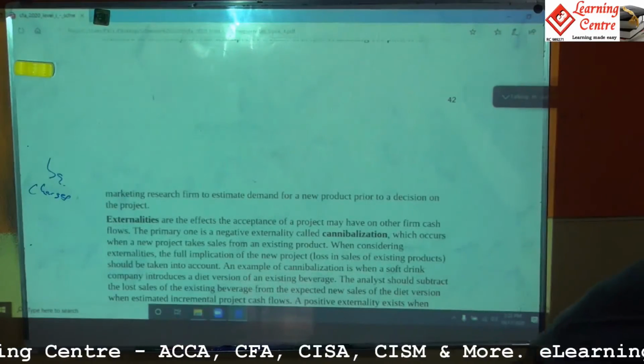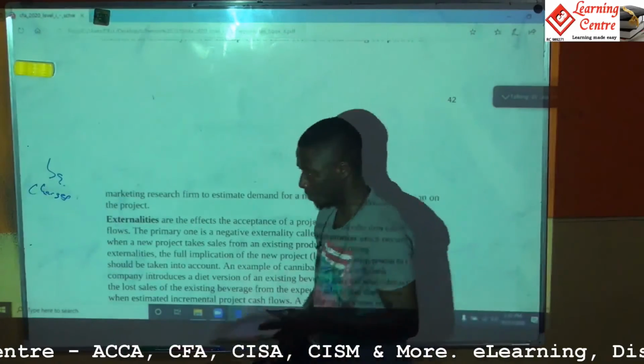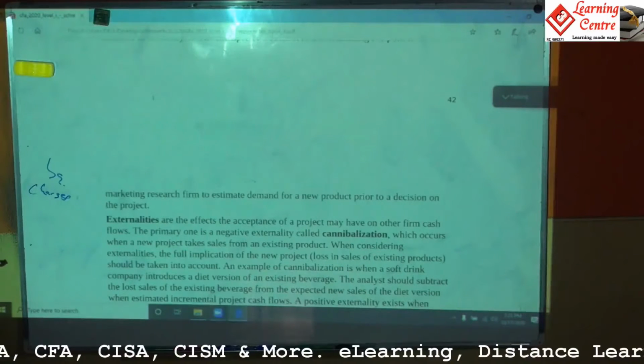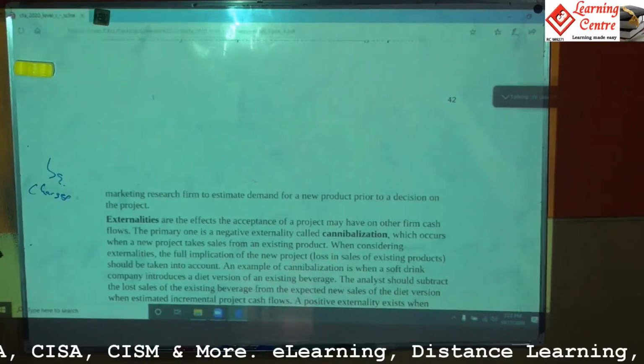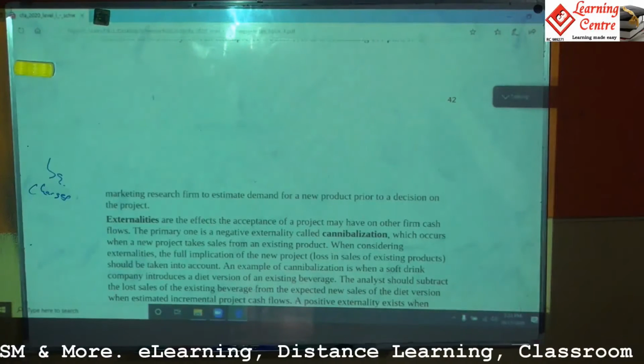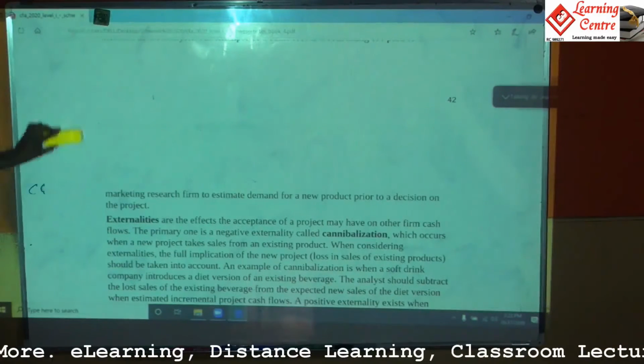Okay, so another thing is externalities. So who can help us? What's externalities? Yeah, now externalities.